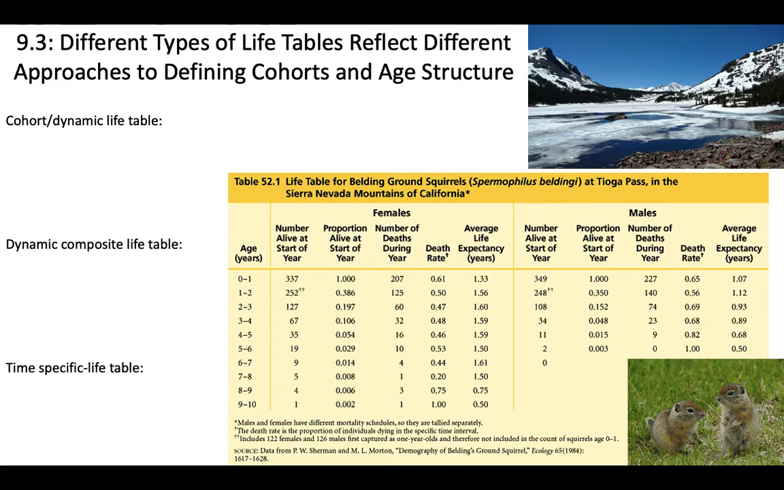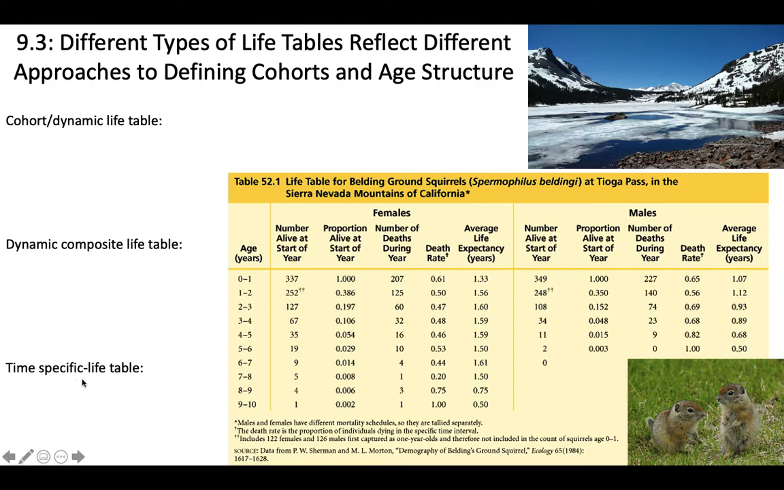But as you might imagine, it's really hard to study things that may not nest or live in burrows or are not social. So there you can do a dynamic composite life table. What this does is it constructs cohorts from individuals born over several time periods rather than just a single time period. So you're kind of building these probabilities from successive generations rather than a single group.